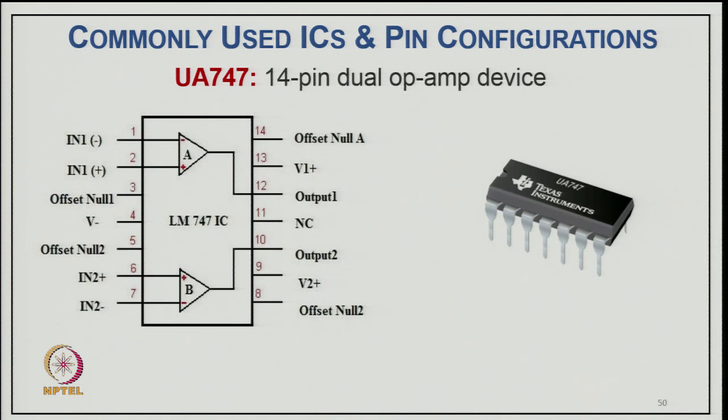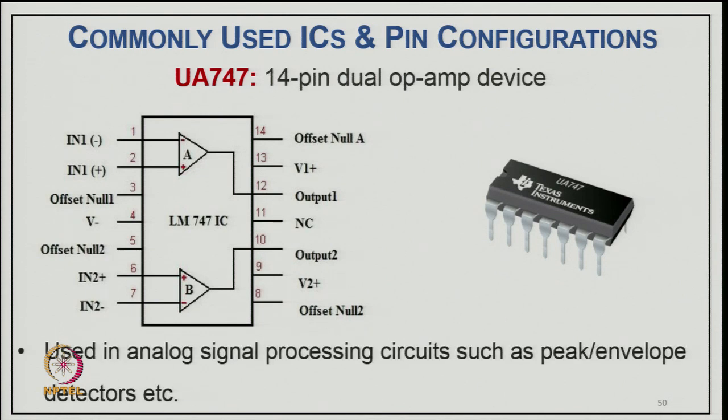Then we have the second operational amplifier's non-inverting and inverting inputs and output, and of course pin 14 as an offset null for the first operational amplifier and pin 13 as V1 plus. The output 1 is the 12th terminal, the 11th terminal is not connected, the 10th terminal is output 2, pin 9 is V2 plus, and of course pin 8 is offset null 2. So, this again has a dual operational amplifier in one chip, so that you get better density and the number of chips is also reduced for some specific applications, because there are two operational amplifiers in one chip.